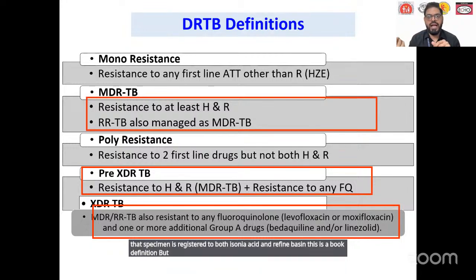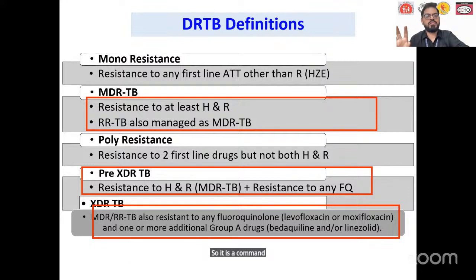But when we see CB-NAT, it gives us R resistance. Now R resistance is considered to be a surrogate marker for H resistance also, because 95 to 96% of R resistant samples are concomitantly resistant to isoniazid also. So it is a combined. So whenever our GeneXpert picks up R resistance, we treat it as a drug resistant TB.